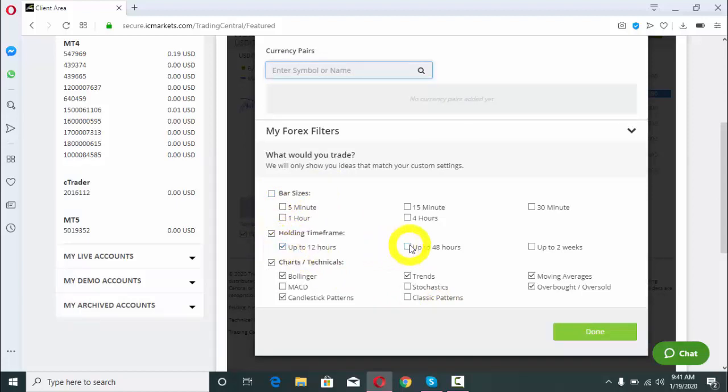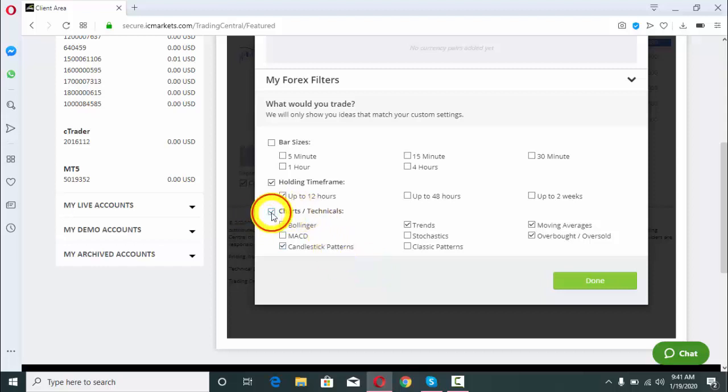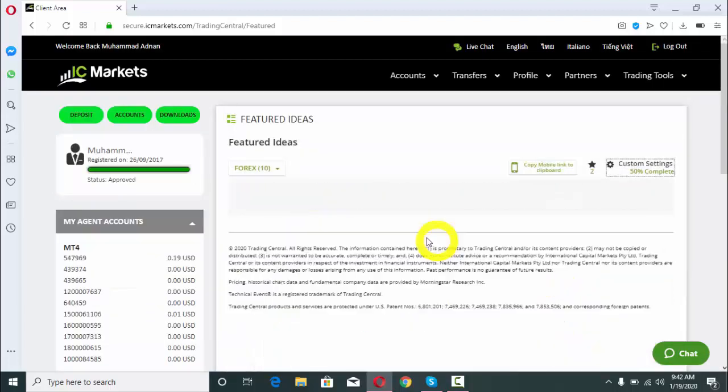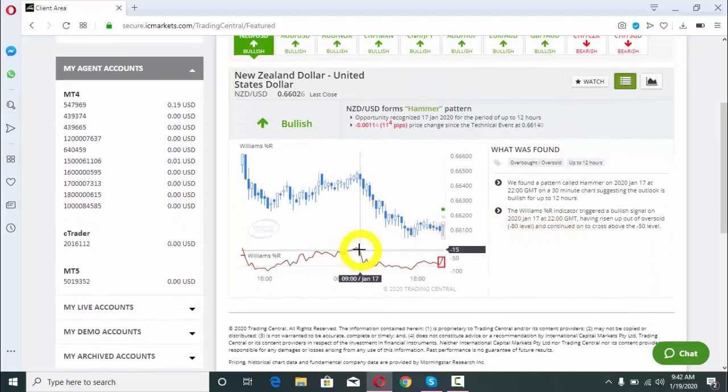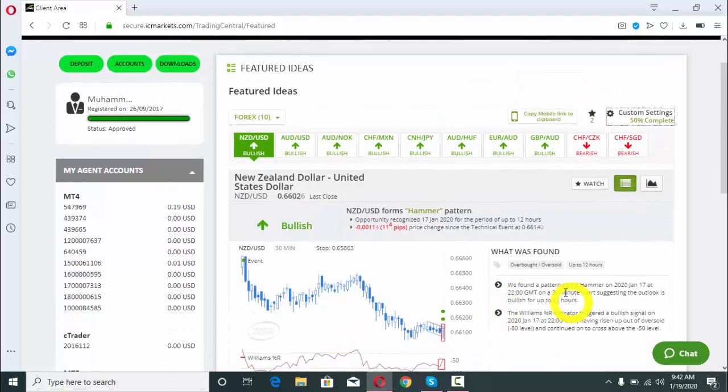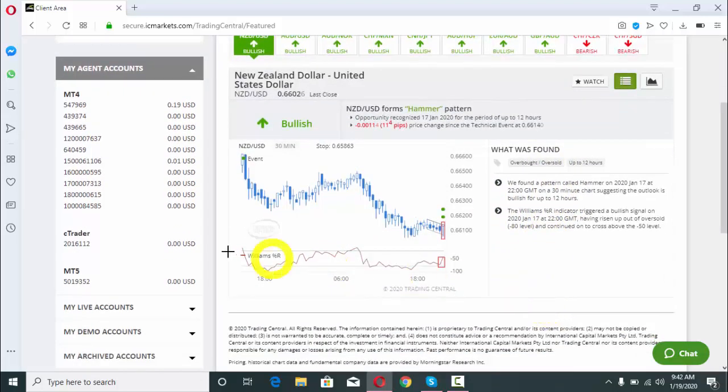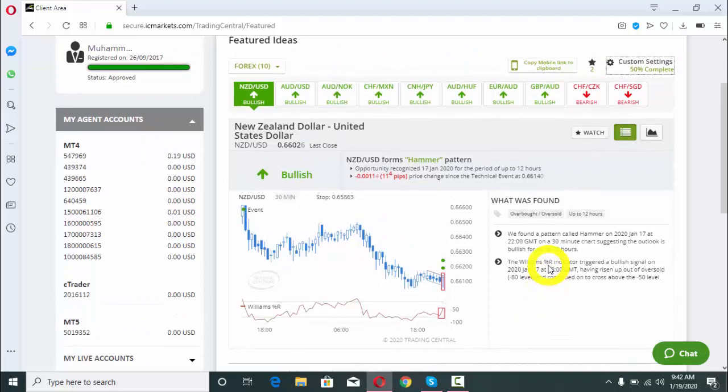Either for the next 48 hours or for the next 2 weeks. Now here you can select your own desired indicators as well. For example, if you want to select trend, stochastic oscillator, or overbought and oversold levels, if I click on MACD, if I click on Bollinger Bands, etc., then I click on done. Alright, now I will get, here you can see the stochastic oscillator and overbought and oversold levels, and they have given me this Williams indicator. So these are the featured ideas.